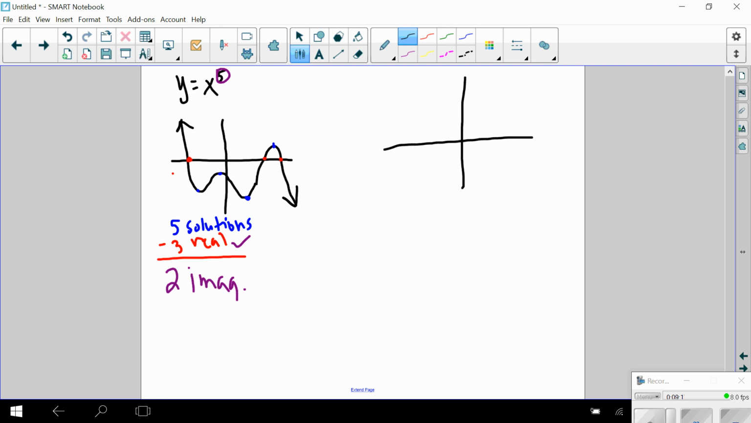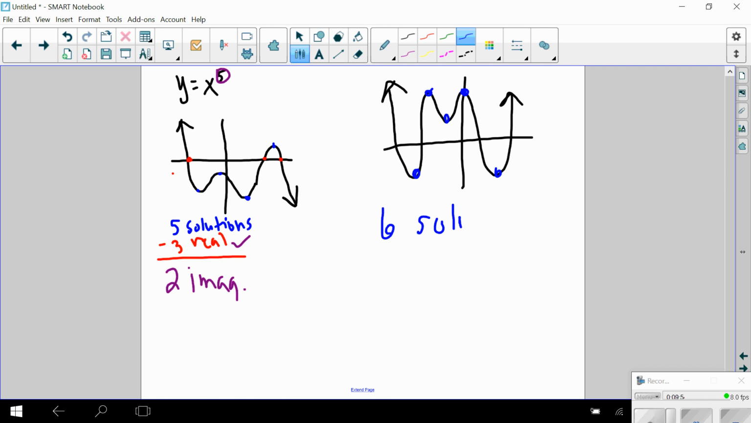I'm just going to draw a random function. Okay, well, tell me, what do you know about this graph? Well, we know our end behaviors are going in the same direction, so my degree is going to be even or odd? Even. Very good. How can I figure out what is my degree? Well, let's count my turning points. 1, 2, 3, 4, 5. I have 5 turning points, which means I have 6 solutions.